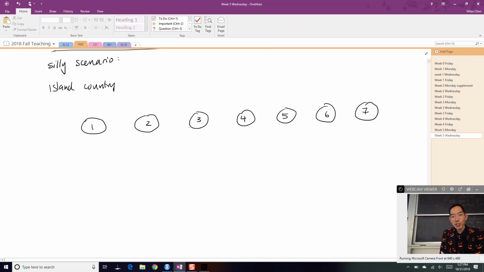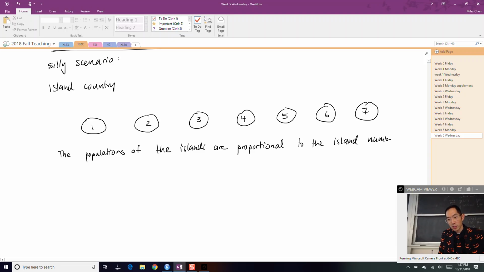The populations of the islands are proportional to the island's number. So if there's 1,000 residents on island one, then there's 2,000 residents on island two and 6,000 residents on island six. If there's 100,000 on island one, then there's 400,000 on island four. Whatever it is, it's just proportional. The thing is, we don't know the actual island populations.